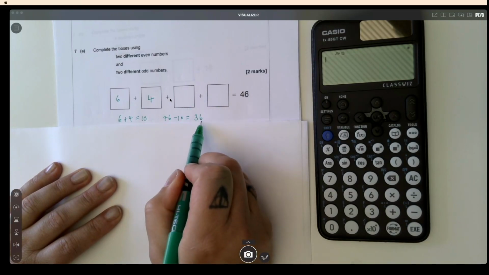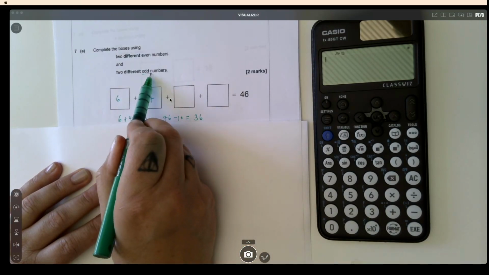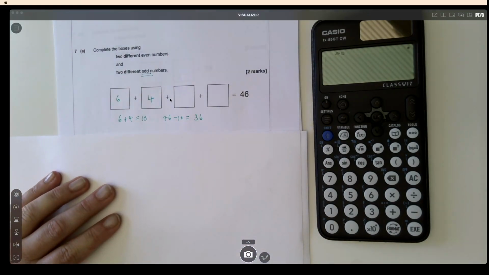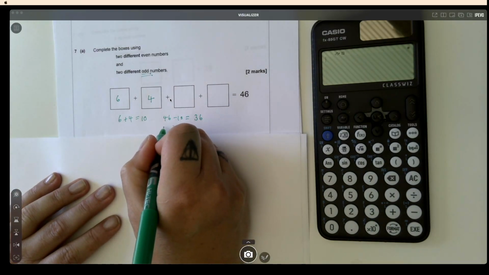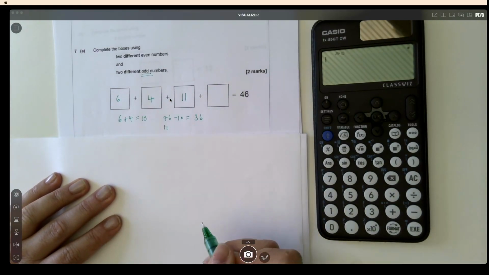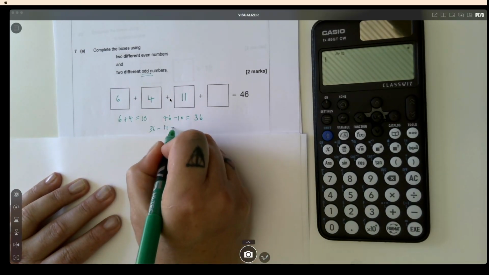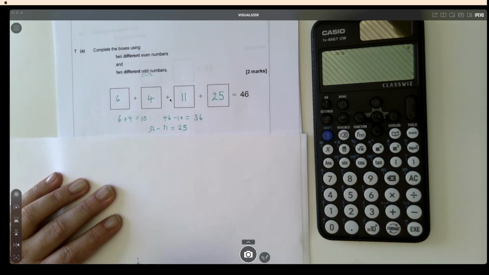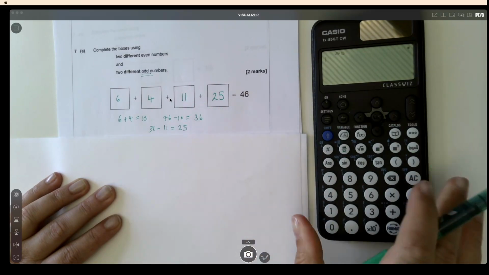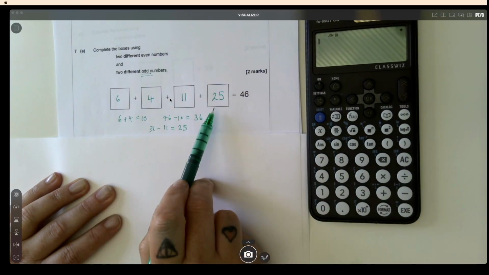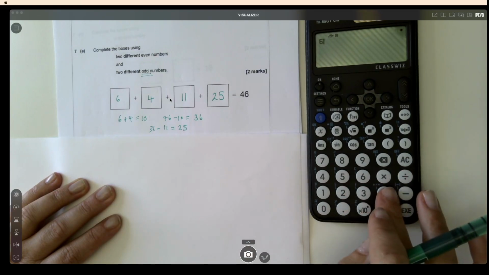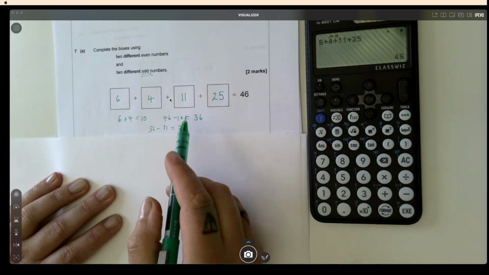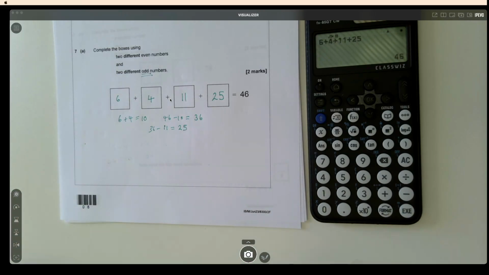So these 2 boxes need to add to 36, but I need them both to be odd numbers now, and I need them to be different odd numbers. So I'm going to pick an odd number. So let's say 11. So if I pop 11 in that box, 36 subtract 11 is 25. 25 is an odd number, so then I can add that in the box there. 2 even numbers and 2 odd numbers. Let's double check that they add to 46. So 6 plus 4 plus 11 plus 25 equals 46. Good. So we're going to use those numbers.